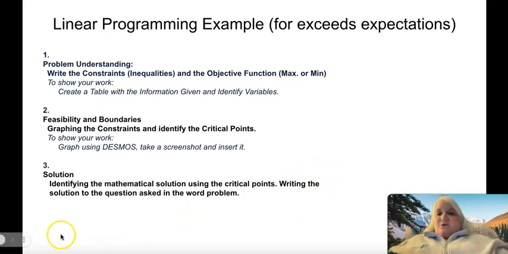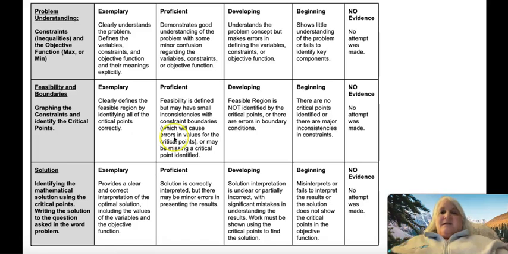Okay, so we are using the whole rubric for these kinds of problems, where you are scored on the constraints, inequalities, and objective function, and you're scored on graphing the constraints, identifying the critical points, and identifying the mathematical solution using the critical points, writing the solutions to the questions asked in the word problem.